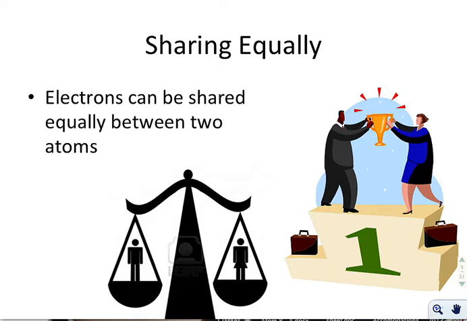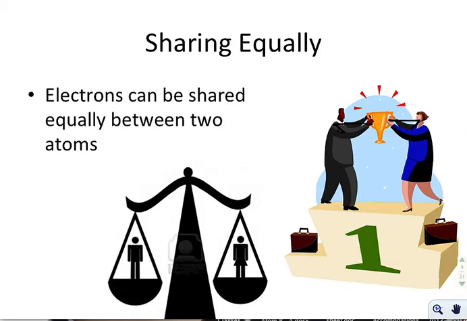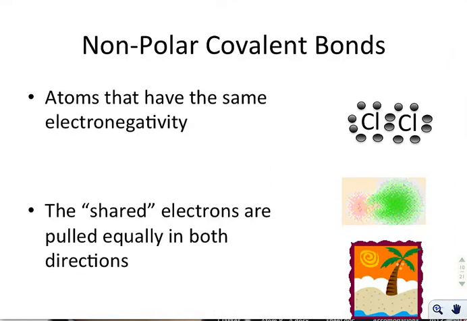So we can share these electrons equally between two atoms, where they're each pulling with an equal amount and they're sharing those electrons right in between them. That's one of the things that we can do whenever we share electrons between two atoms. When you share electrons equally, it is actually called a nonpolar covalent bond.